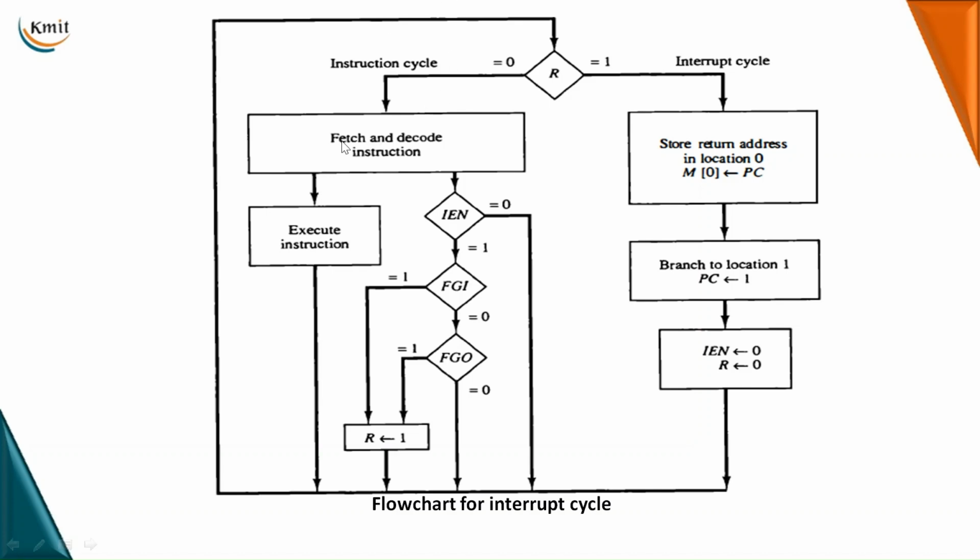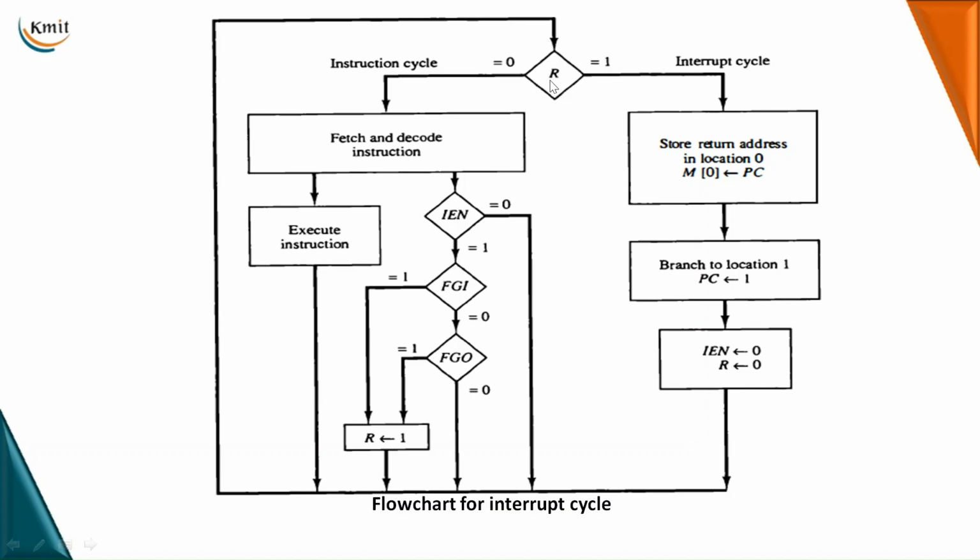The steps are: first, fetching the instruction, second, decoding the instruction, third, execution of the instruction, and finally writing the results. So fetch, decode, and execute are very important for each and every instruction in the program. To handle interrupts, we have a flip-flop in the hardware of the computer called the R flip-flop. Whenever this R flip-flop is set to 1, it means that there is an interrupt from the input-output devices.